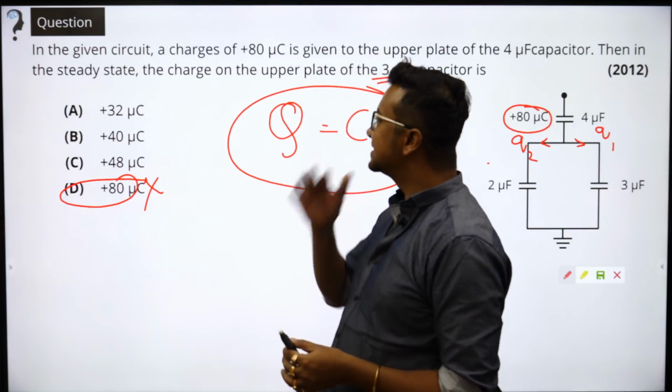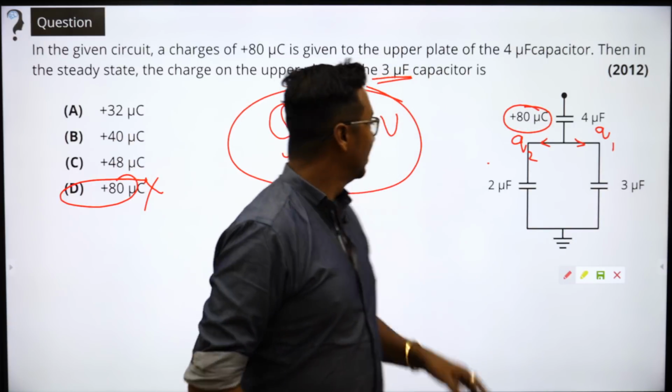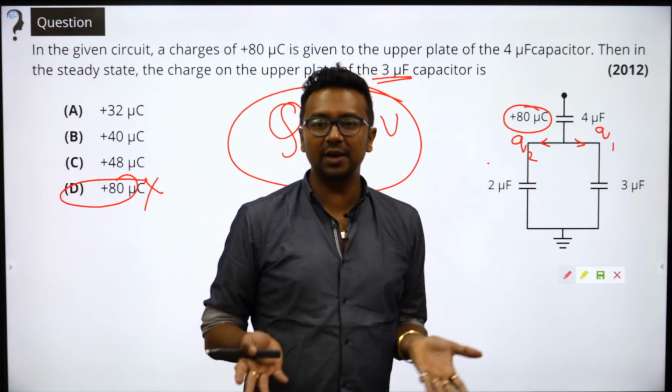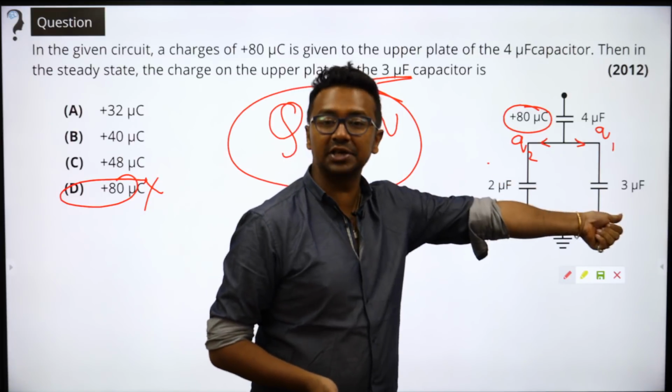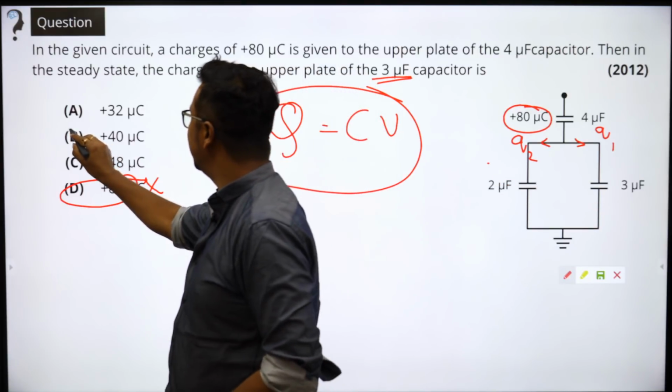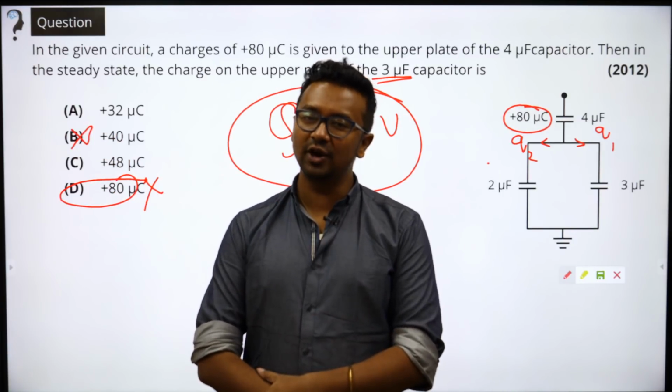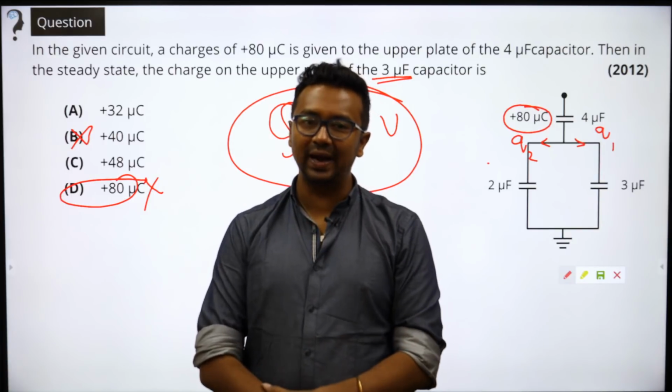अच्छा, next 40 कब होगा? When both of them will have the same capacitance. तो 40 भी नहीं हो सकता. इधर 40 जाता, इधर 40 जाता, तो ये भी नहीं हो सकता. ठीक है, अब बचा दो ऑप्शन 32 एंड 48. सम करके देख लो, इट शुड बी इक्वल्स टू 80.